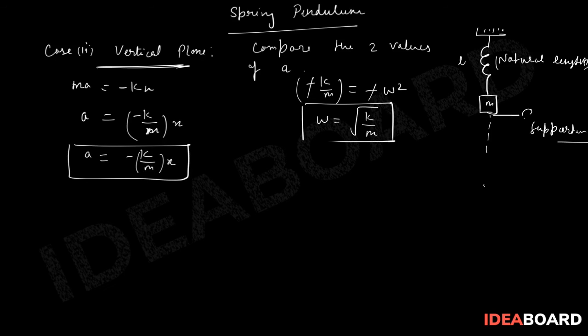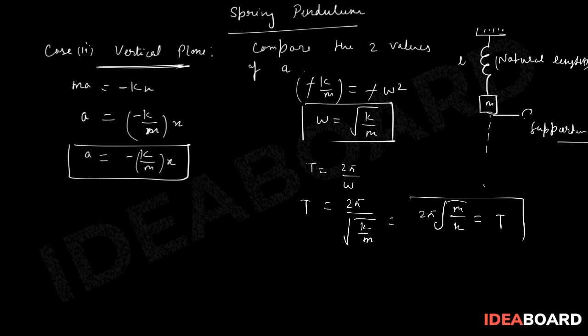So we know that T is equal to 2 pi by omega. Let us substitute the values. Omega is under root of k by m. If you calculate further, then this will be 2 pi under root of m by k, which is equal to time period. That means the value of time period is same in horizontal case or in vertical case.